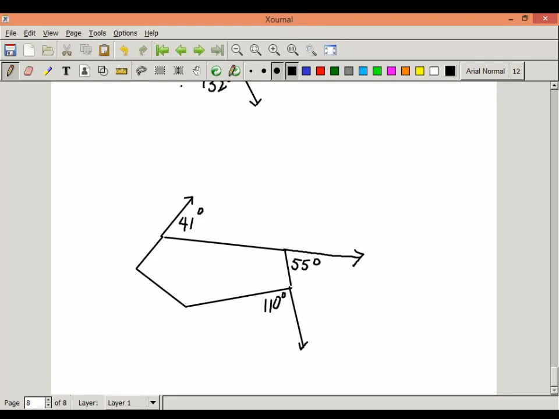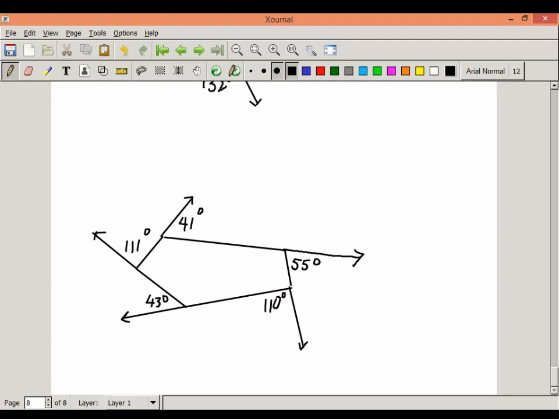Okay, I've extended three sides. I've got two sides to go. Let's say I extend this side, and I measure that exterior angle. That's 43 degrees. Then I've got one more. Let's say I extend this side, and I measure that exterior angle. That's going to be 111 degrees.